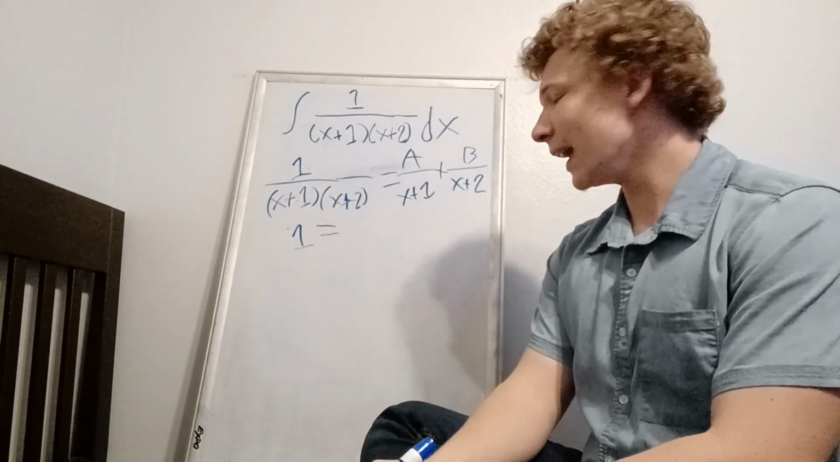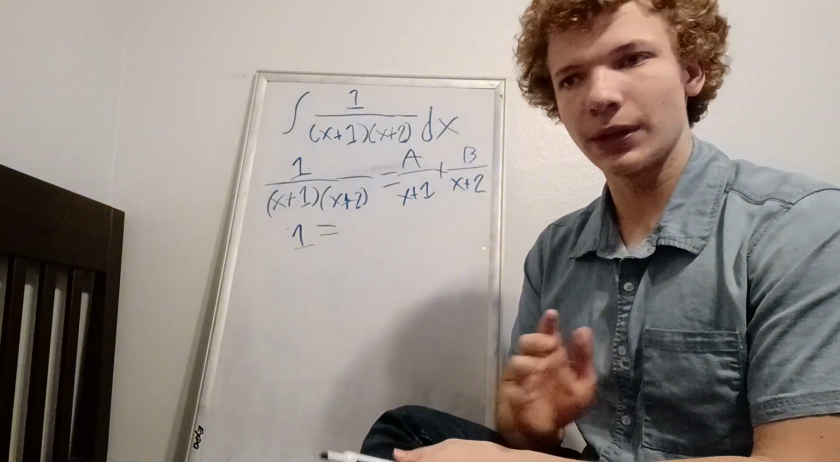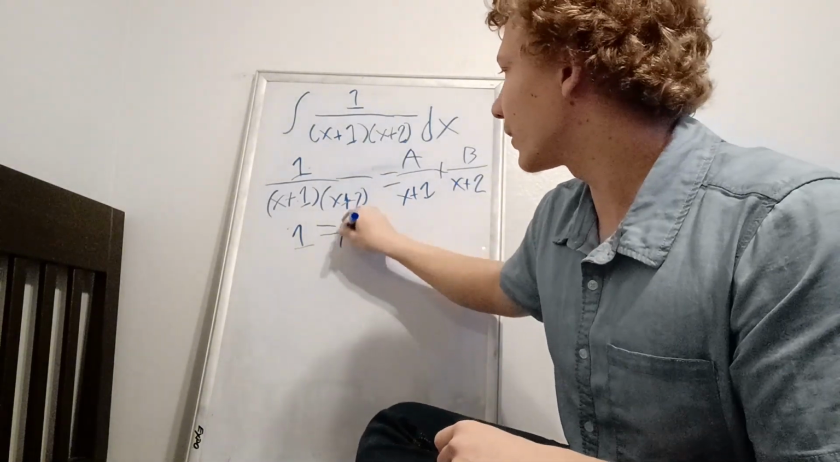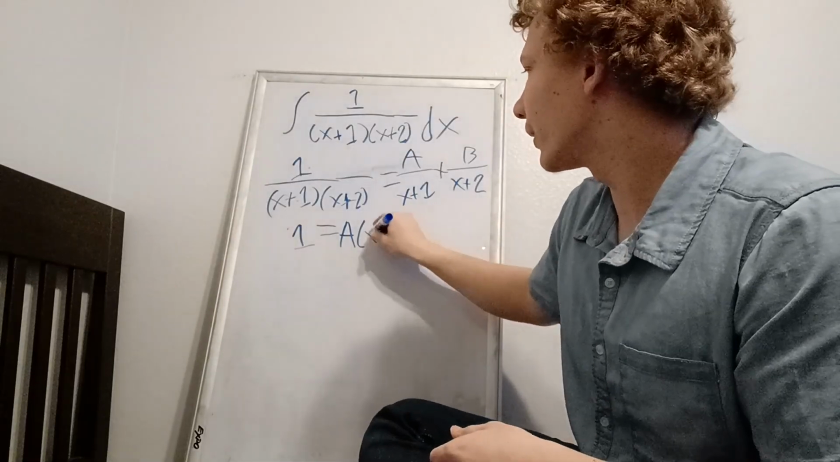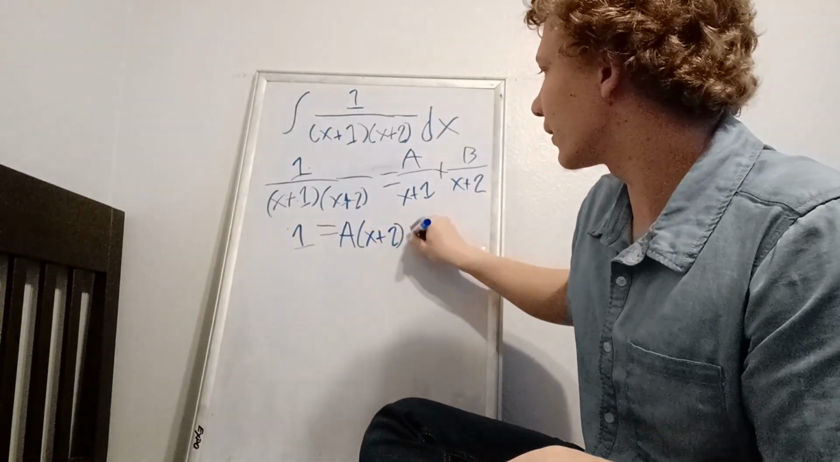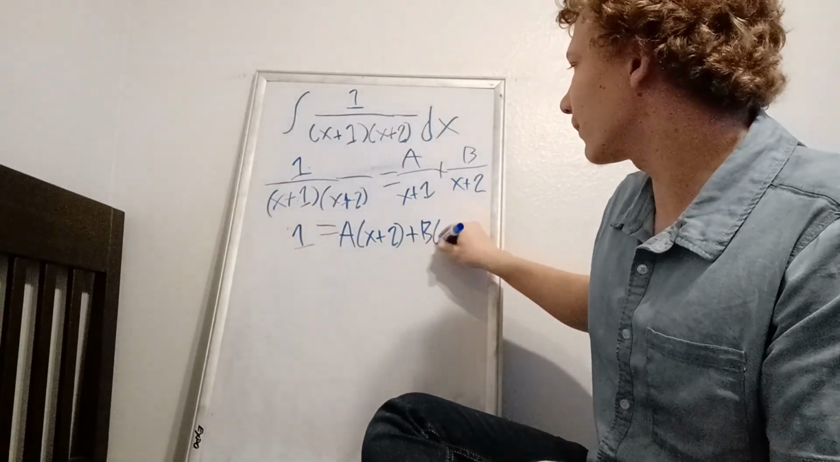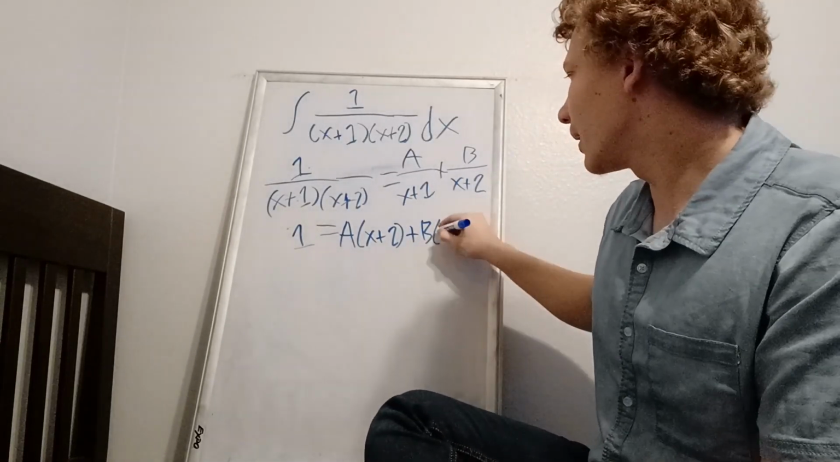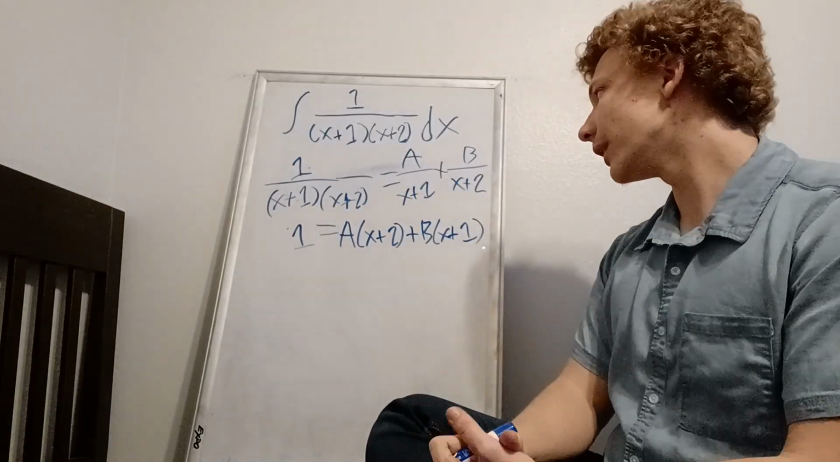Now, with this a term, since we're multiplying it by x plus 1, that term will cancel, so we'll be left with an a, but we still have an x plus 2 that we're multiplying by. So this is left over. And it's similar with the b term. The b is left over as the x plus 2 will cancel, but an x plus 1 is left over.